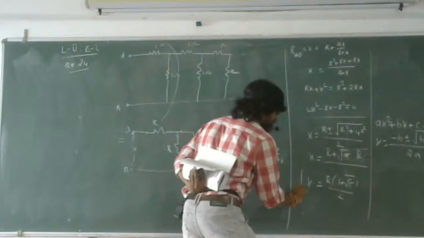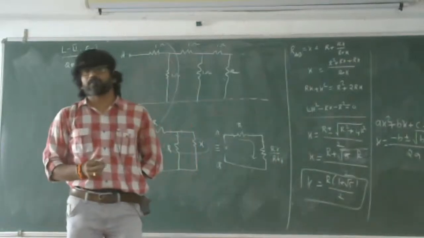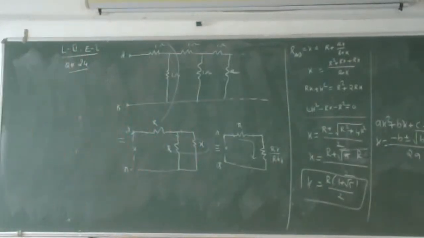So here substitute the value of R. You will get the final expression. Final answer. You see the options. You get X equal to R into 1 plus root 5 by 2 as your answer.